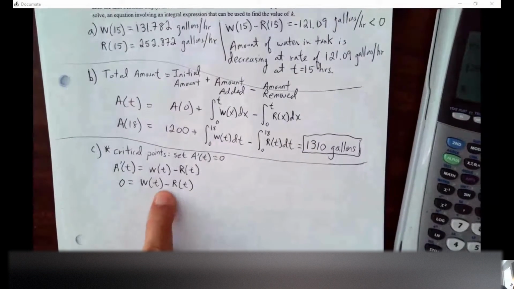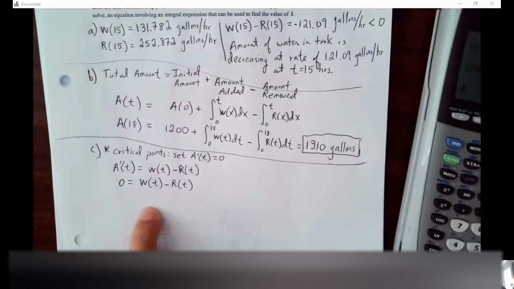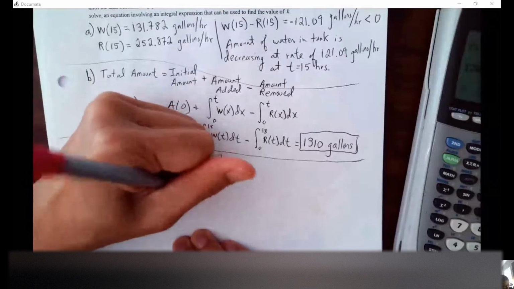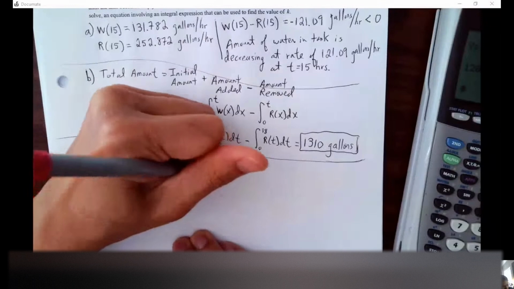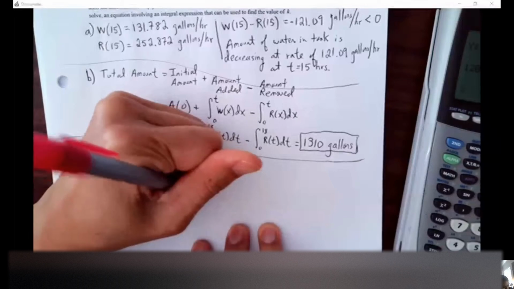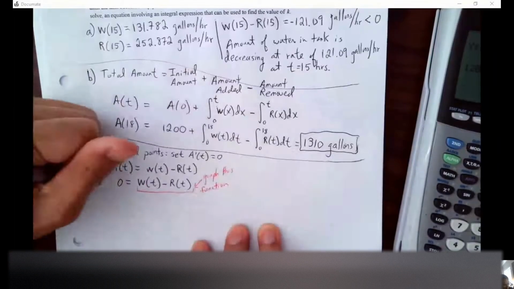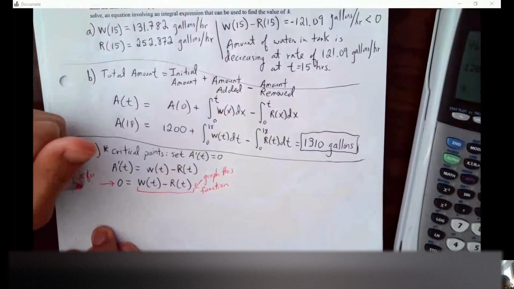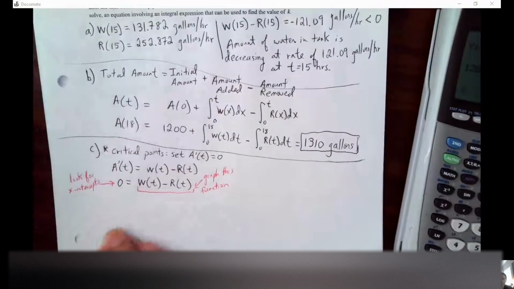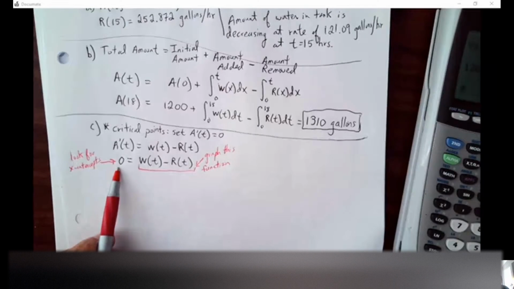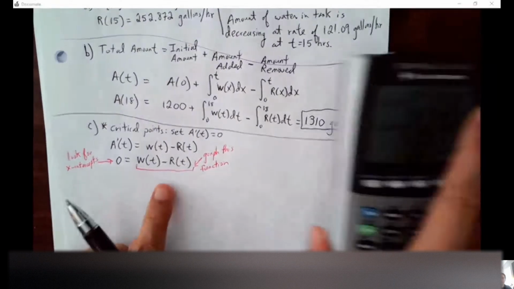You can either use numsolve on the 36 Pro to plug this in and find a solution, or I'm going to use my graphing calculator. I'm going to graph this expression and look for the x-intercept, because wherever this graph crosses the x-axis, it's going to be the solution that I'm looking for. These are the critical points that I'm ultimately trying to target. So I'm going to graph this here.